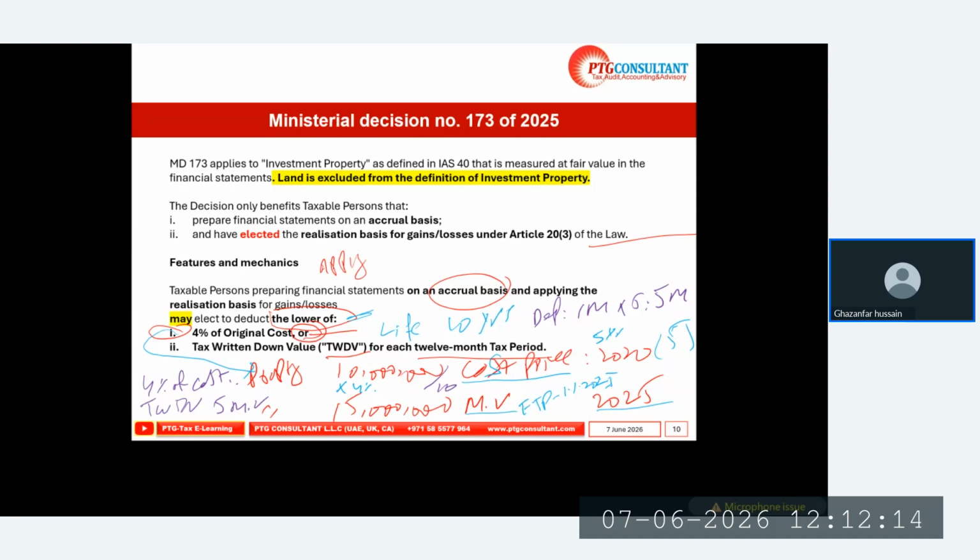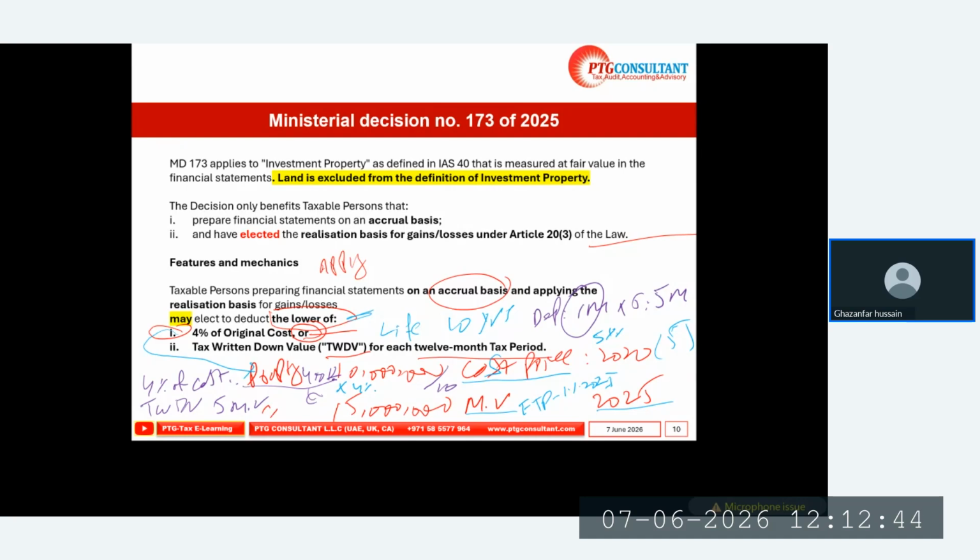Anybody would like to take the 4%? If we consider the 10 years, almost 10%, that we can set as 1 million, right? So this will be 400K. So is the 400 lower or the 5 million lower? Practically, the 4% of the cost will be lower, and that we can deduct.